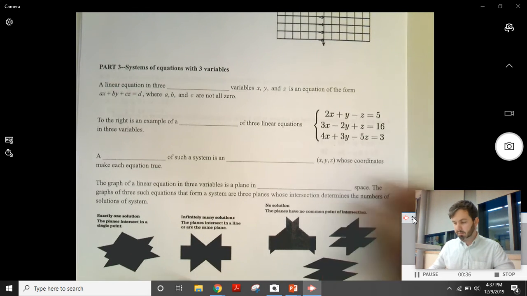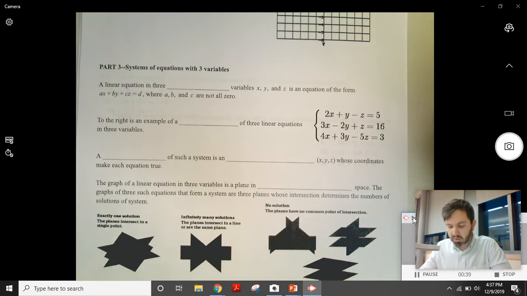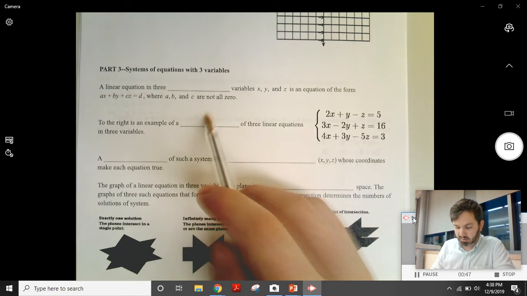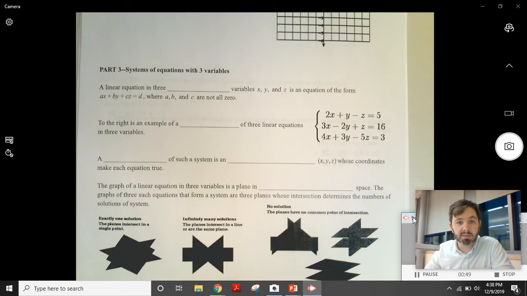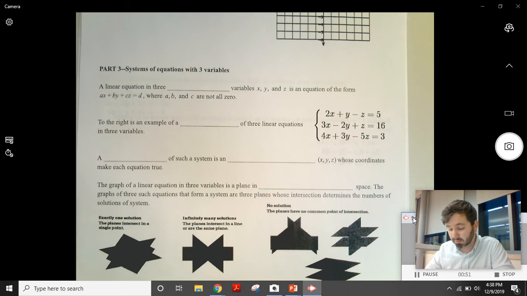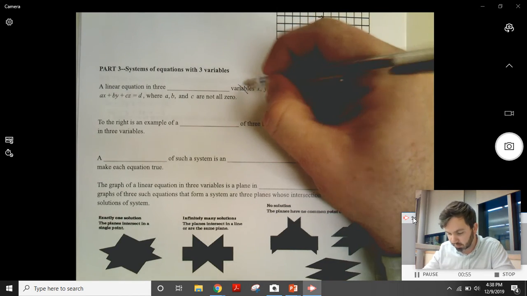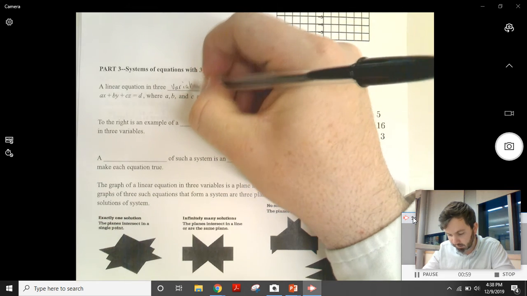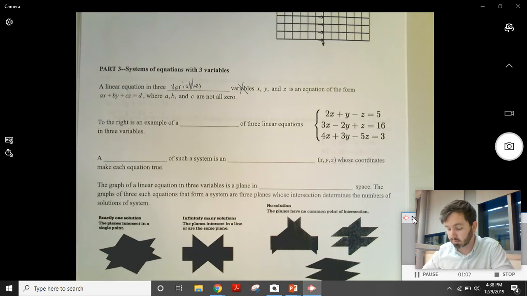So let's look at this first fill in the blank. A linear equation in 3 variables, x, y, and z, is an equation of the form ax plus by plus cz is equal to d, where a, b, and c are not all 0. The problem with this fill in the blank is I didn't leave anything for us to actually fill in. I probably meant to cross out the word variable. We would have written the word variables in here, but I forgot to, so you don't have to if you don't want to.